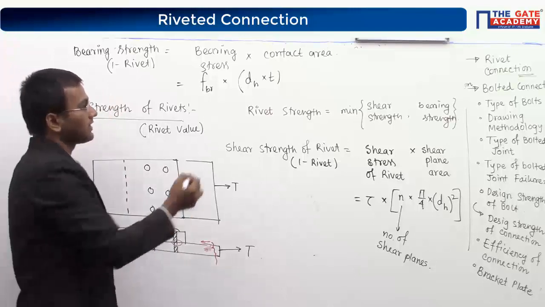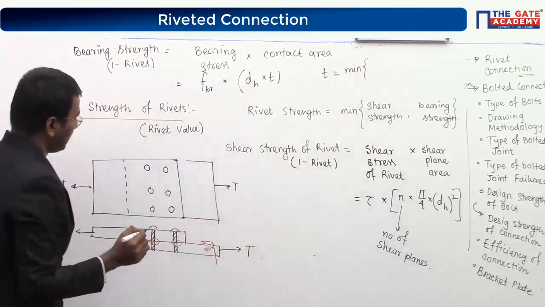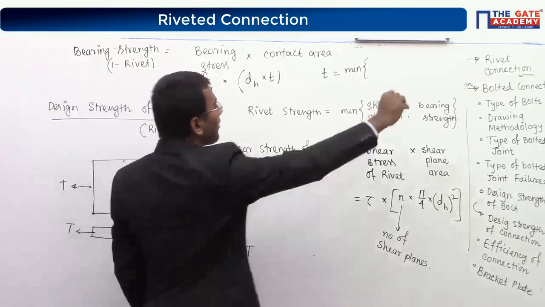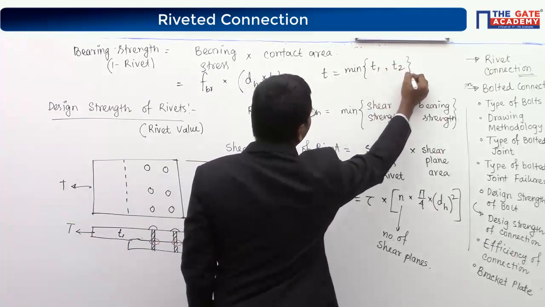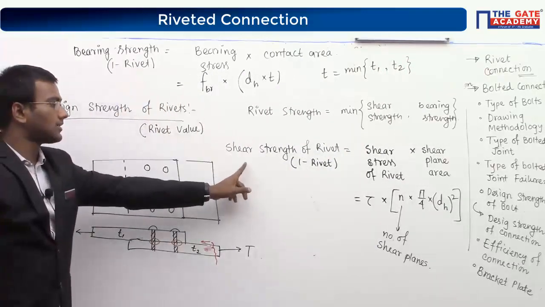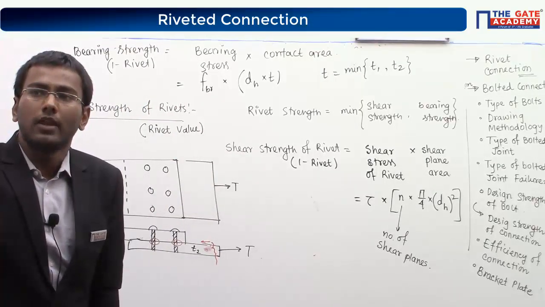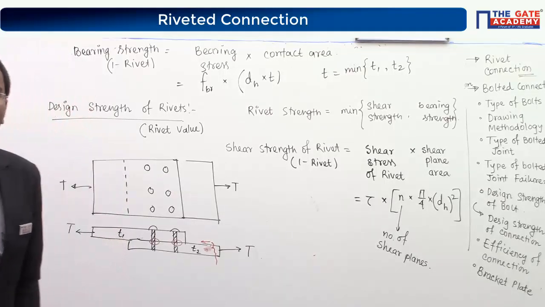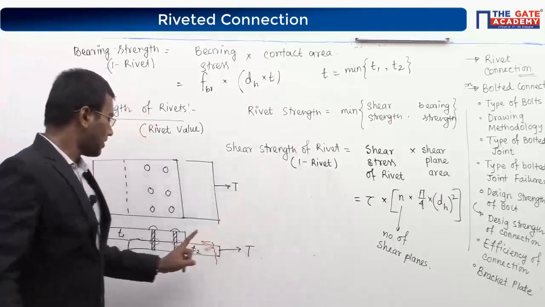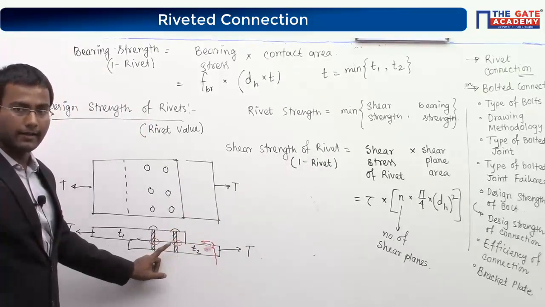So what is the meaning of T? T is nothing but the minimum value between this plate T1 and this other plate T2. So it will be minimum of T1, T2. So that is the concept for bearing strength of rivet, and this is the concept of shearing strength of rivet. How to find the value of N? N means number of shear planes. Just looking at the diagram, for one rivet, you can see there is only one shear plane. It means I have to consider the free body diagram.